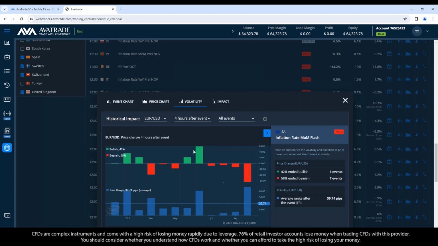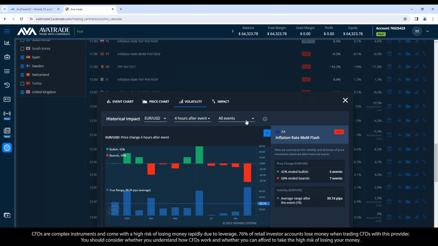Okay, so looking at this tool, we can start to look at, based on the past announcements, what kind of movement we might expect with the current one. So the month over month inflation rate data out of the European Union, if let's say we want to look at a certain currency pairing, I have it set on Euro USD for now. We want to look a certain amount of time after the event. You can look as little as 5 minutes or up to 4 hours. We'll leave it on 4 hours. And if we look at all of the events, the data is about 50-50. Okay, 42% bullish, 58% bearish movement in the 4 hours following the announcement, if we look at all the events.